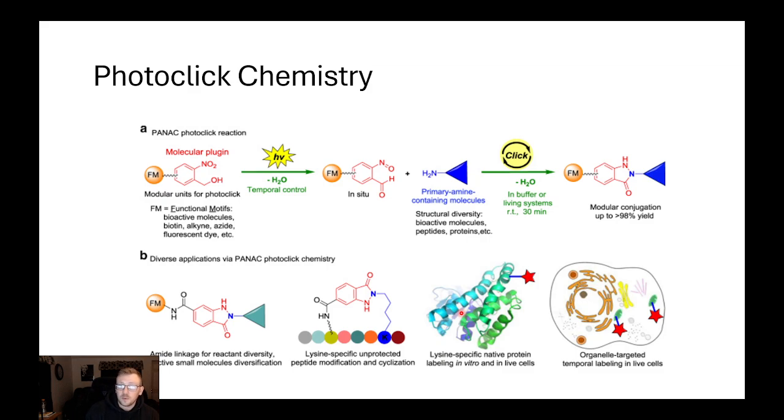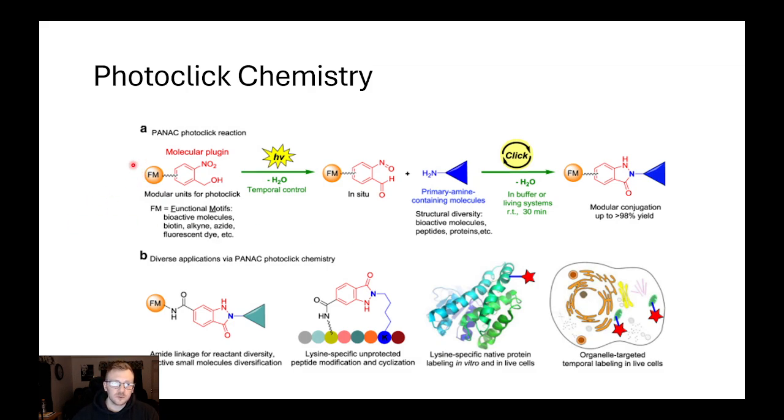So this is probably one of the coolest, and this is the bleeding cutting edge of chemistry using light right now. It's called photoclick chemistry. The reason it's called click chemistry is things seem to just click into place. But I'm going to give you the basics of photoclick chemistry and how it works.